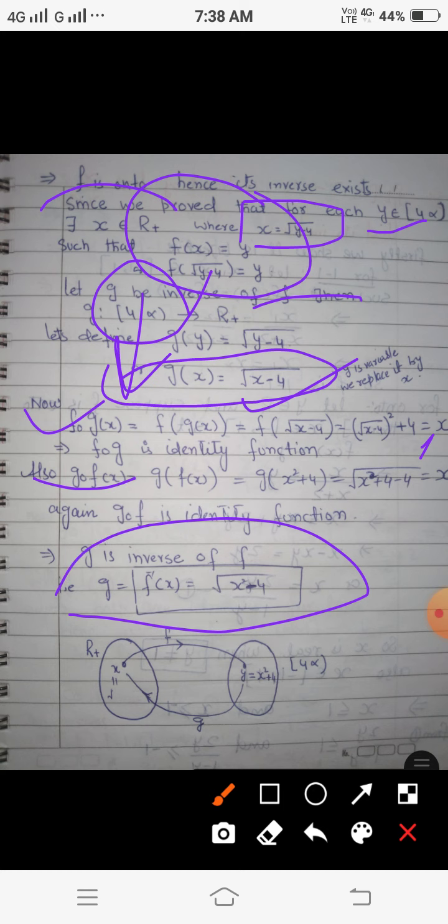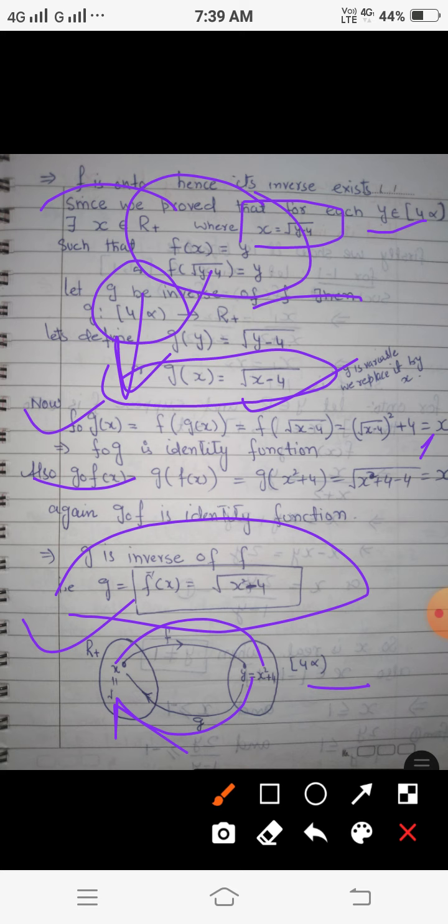Here, if we consider this visually, R positive is the domain of f and 4 to infinity is the codomain of f, while for g, 4 to infinity is the domain and R positive is the codomain. Now this x is related to this y, which is of the form x square plus 4. Now this x square plus 4, that is y, is again mapped to this x, which is of the form root of x minus 4.